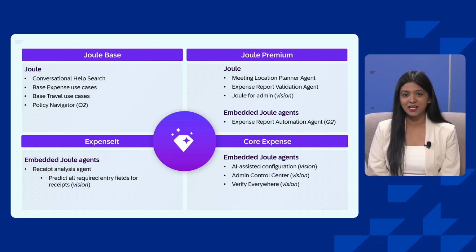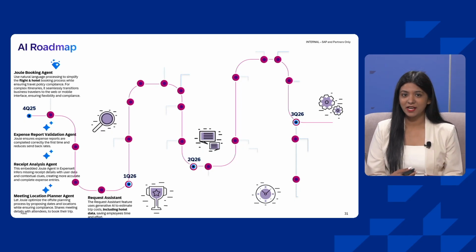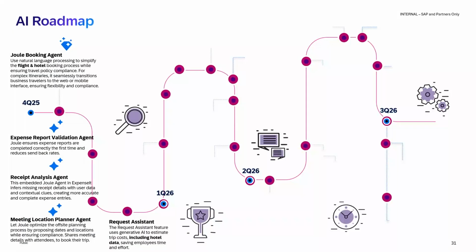Along with this, let's look at a broader AI and Joule roadmap for Concur. We'll see that a lot of action has just happened in the past quarter, and it continues to happen this quarter as we speak. In just Q4 2025, we launched the Joule Booking Agent, the Expense Report Validation Agent, the Receipt Analysis Agent, the Meeting Location Planner Agent, and Request Assistant.